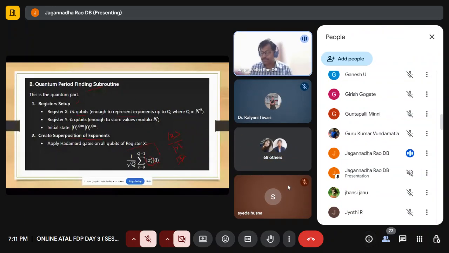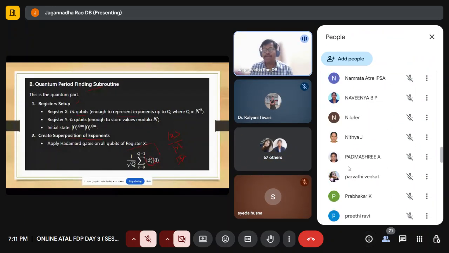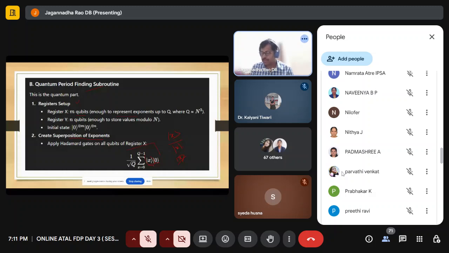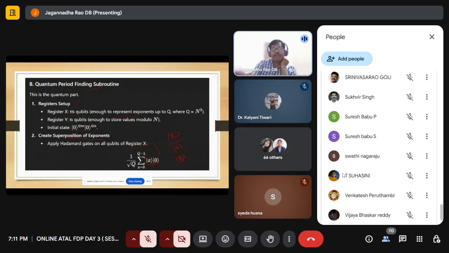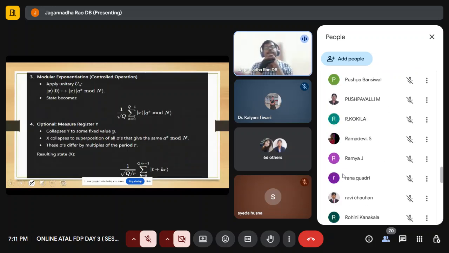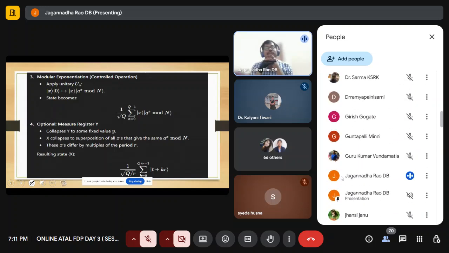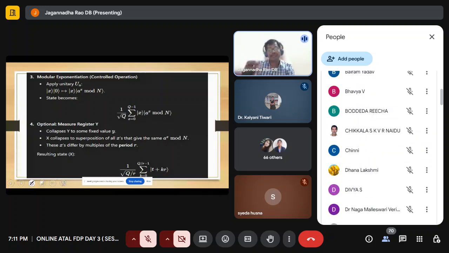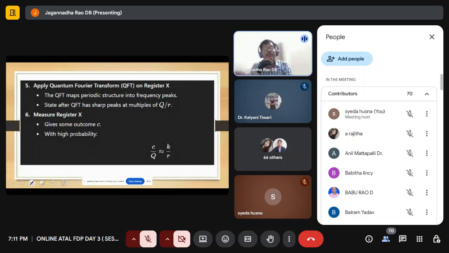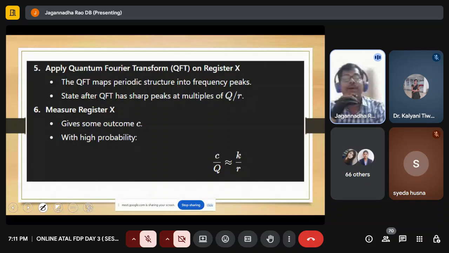A two register quantum state. Here we are going with quantum register states. Two registers are used in this. The first one describes the action of quantum operations, unary operation and binary operation. Simply go to the modular exponentiation, controlled operation. In this controlled operation, you apply the unary operation and go to the optional measure register. This collapses and yields the value of this. This is the equation. These all are the equations in the algorithm that we are using in detail. Finally, we are getting some outcome with a C value, which is a high probability measurement.